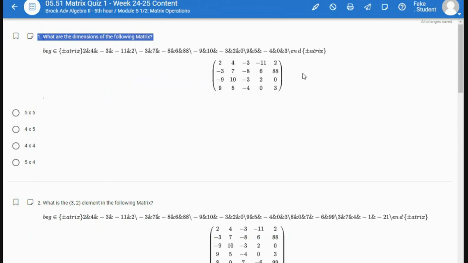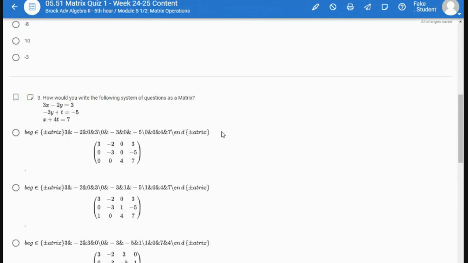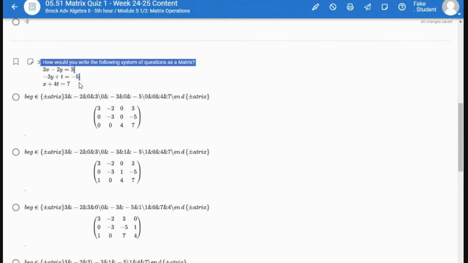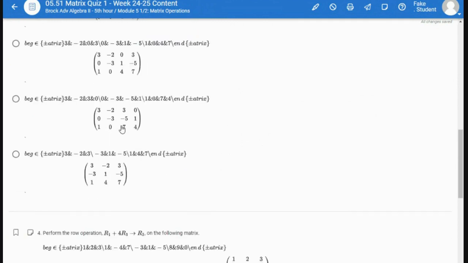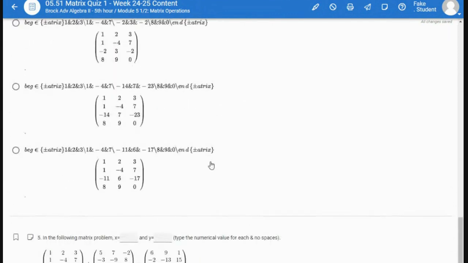Just look at the matrix itself. Look at the rows and the columns. So what are the dimensions of this matrix? There are your choices. What is the 3,2 element in this matrix? How would you write this system of equations as a matrix? Multiple choice, there are 4 different matrices. Perform this row operation. If you take row 1 plus 4 times row 3 and replace row 3 with this, which one of these 4 matrices is correct?